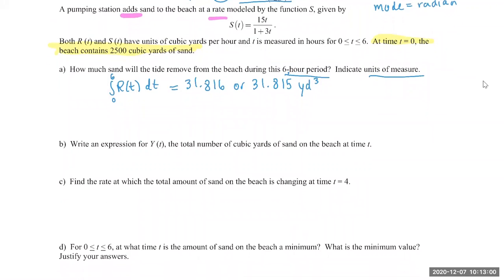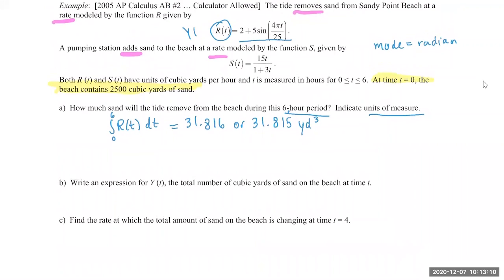For part B, now they want us to write an expression for y of t, the total number of cubic yards of sand on the beach at time t. So now we have to take into account that sand is not only being removed, but it's also being added by this pumping station, by the function S of t.